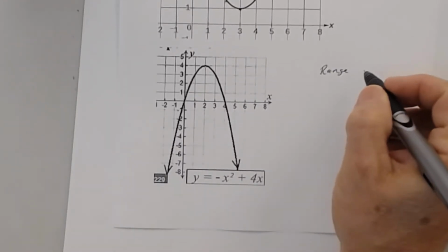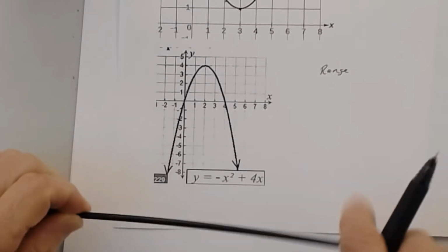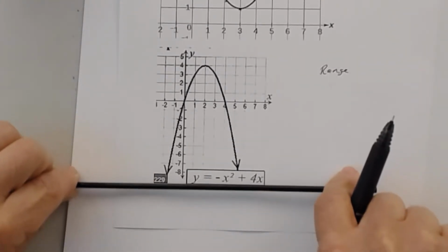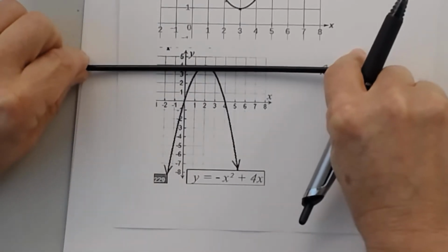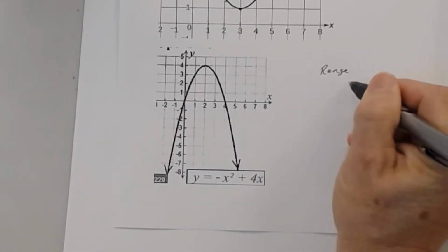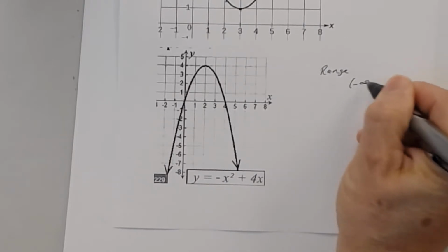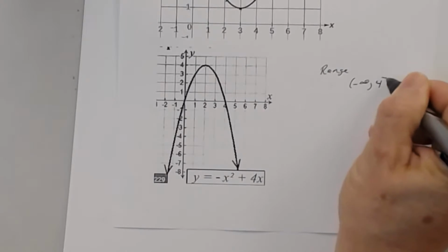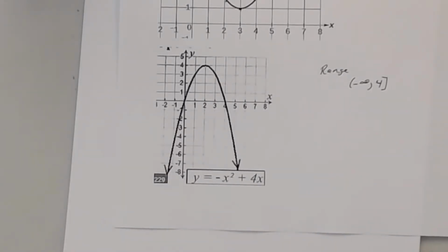let's write the interval first. You always go from bottom up. I'm going from where? Negative infinity all the way to what y value? 4. Remember, infinity and negative infinity always use what? Parentheses. Negative infinity, comma, and what's the largest y value? 4 with a bracket. All right? So that's your range.